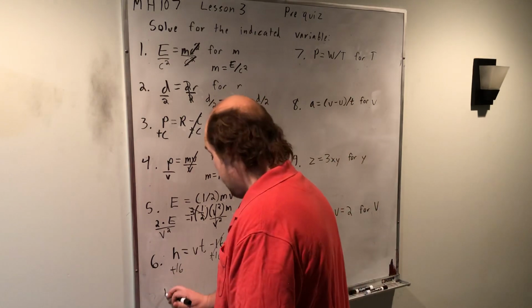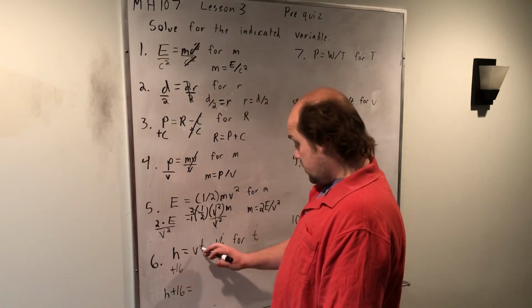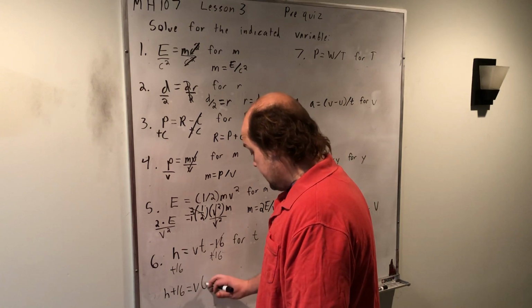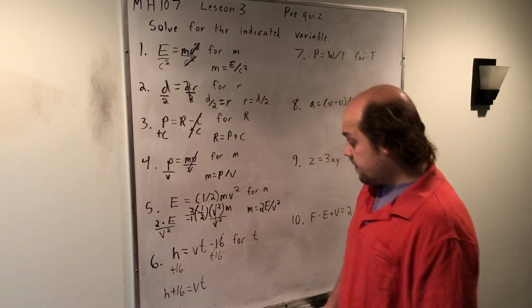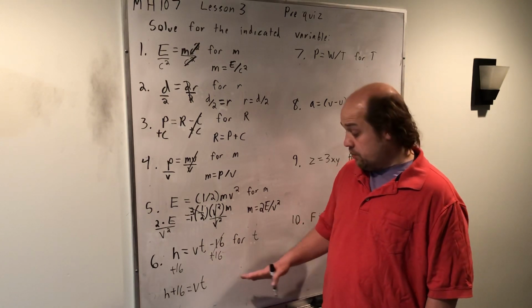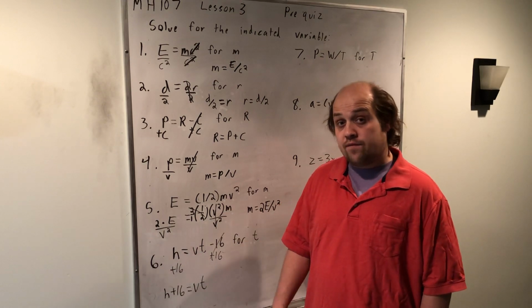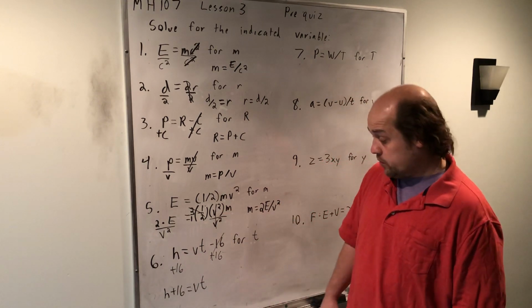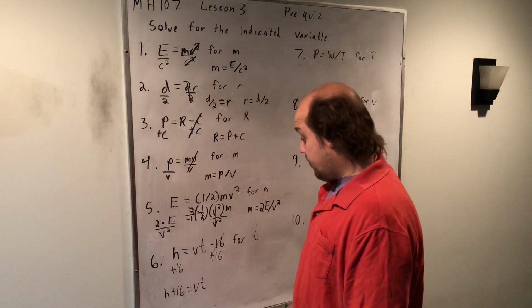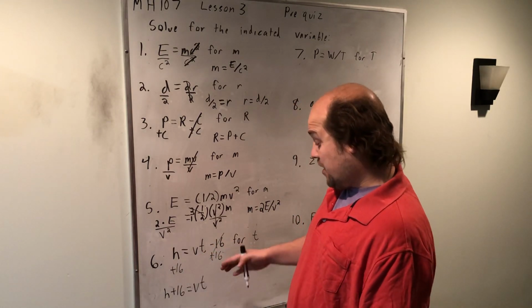On this side, I'll have h plus 16 equals, I still have the vt here, but I no longer have the 16. Whenever you have addition or subtraction outside of things that are being multiplied, you want to do the addition or subtraction first before you deal with what's being multiplied. Because really, by order of operations, this multiplication takes precedence and this subtraction comes second.